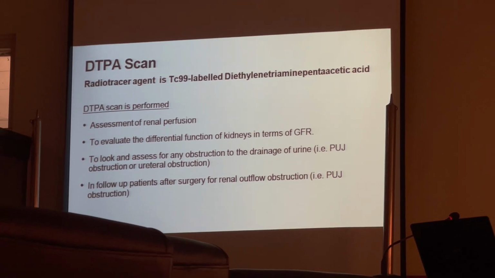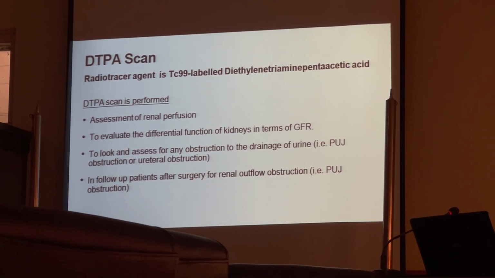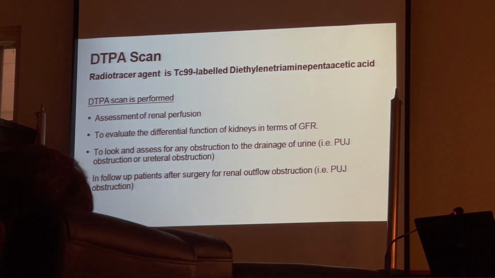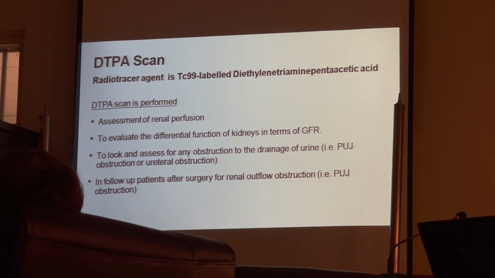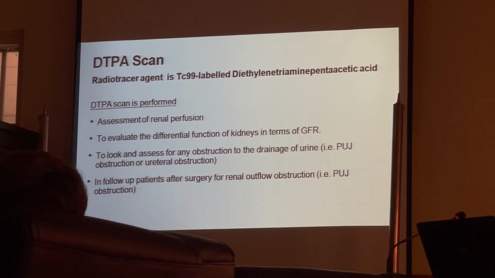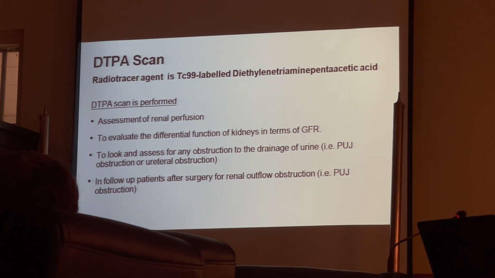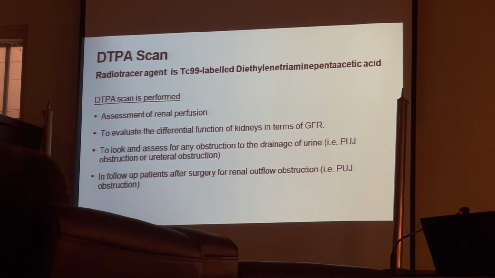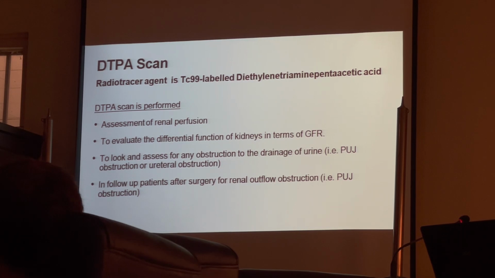Now DTPA scan. As we mentioned earlier, the radio tracer agent used in this investigation is technetium labeled diethylene triamine pentaacetic acid, shortly known as DTPA. The indications of DTPA are commonly assessment of the renal perfusion, to evaluate the differential function of the kidneys in terms of GFR. The spread function of each kidney is evaluated.